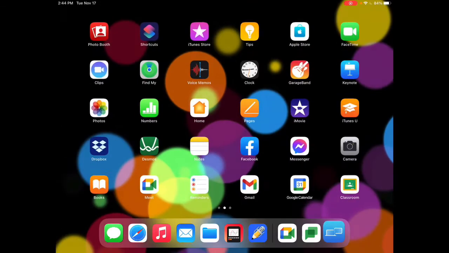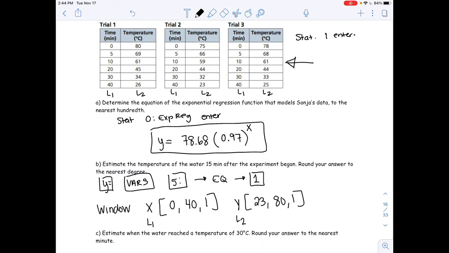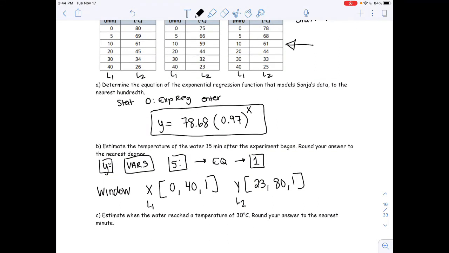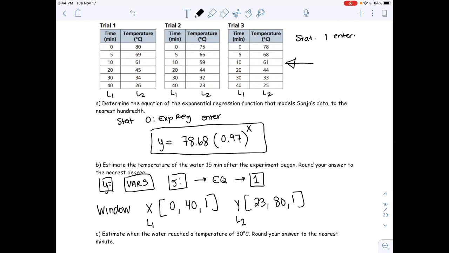Once it's graphed, while we're waiting for it to graph, we have to ask ourselves, what is this question giving us? Estimate the temperature of the water 15 minutes after the experiment began. 15 minutes represents your L1, which in this case is your X. Your first coordinate, L1, should always correspond to your X coordinates. So they're giving us X. Whenever you are given an X, you're going to press trace in your calculator, X equals 15, and then press enter. And the Y coordinate is your answer.